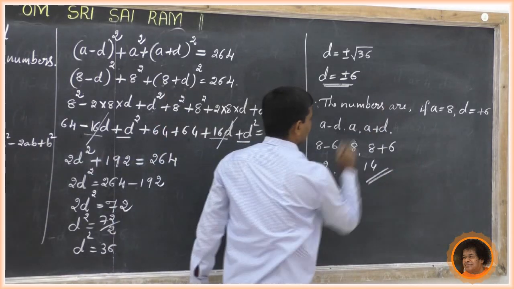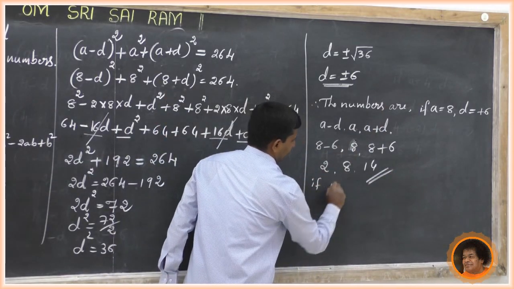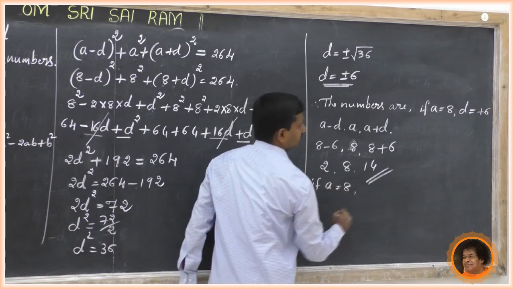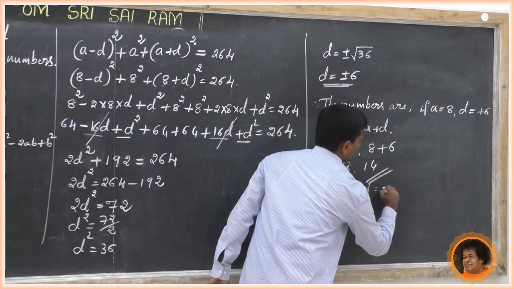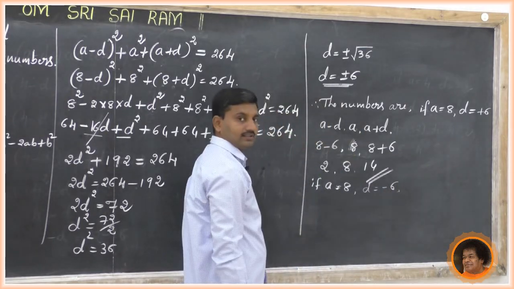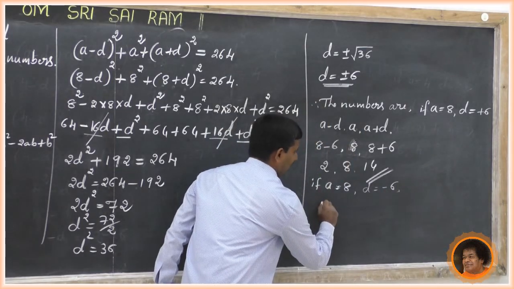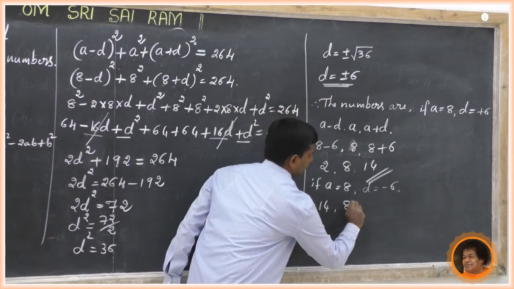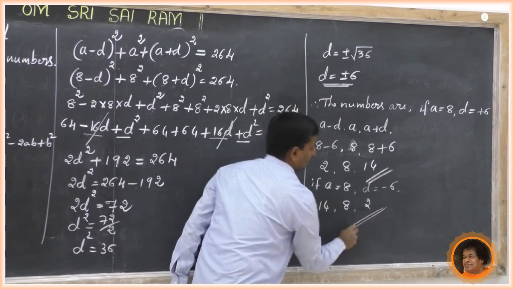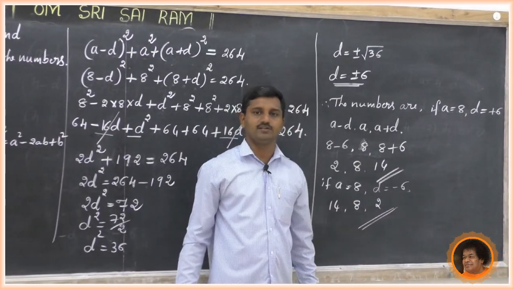Or one more possibility: if a is equal to 8 and d is equal to minus 6, the numbers become in the reverse order, that is 14, 8, 2. So these are the numbers which are in AP.